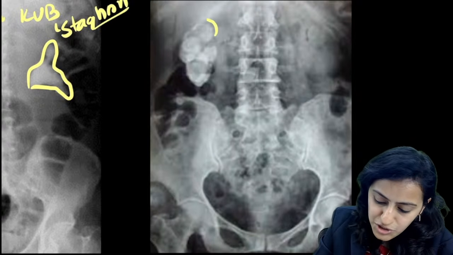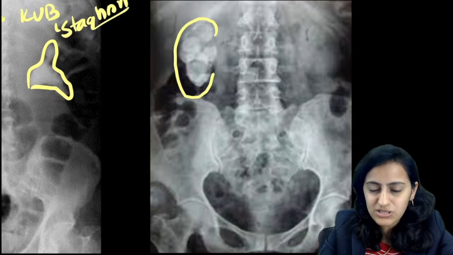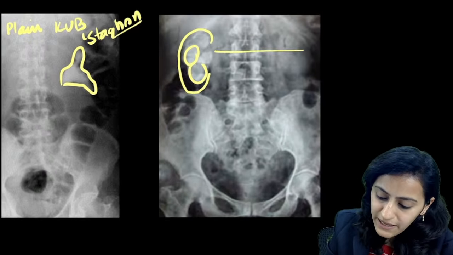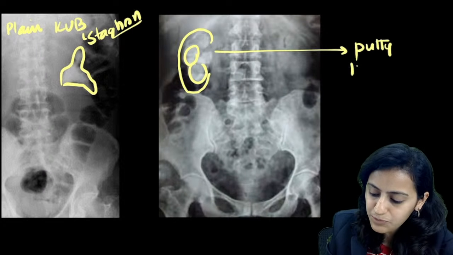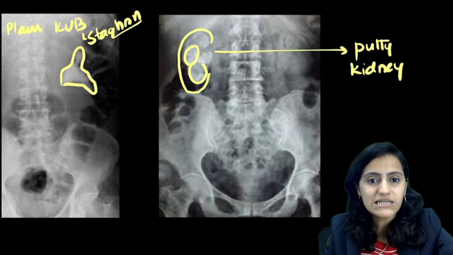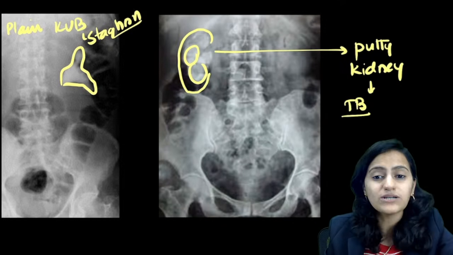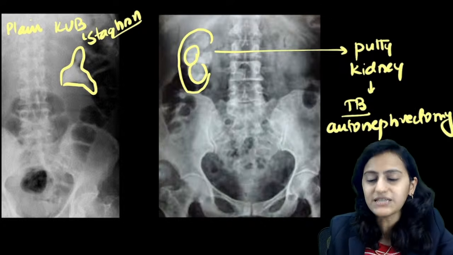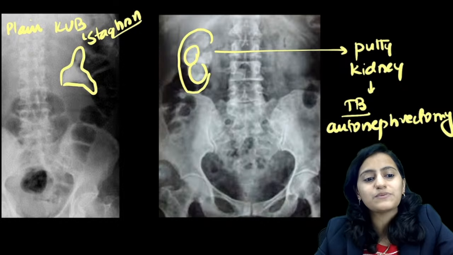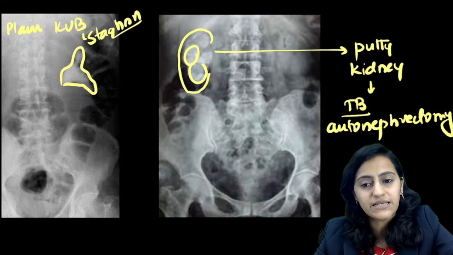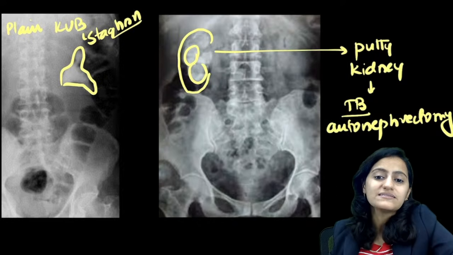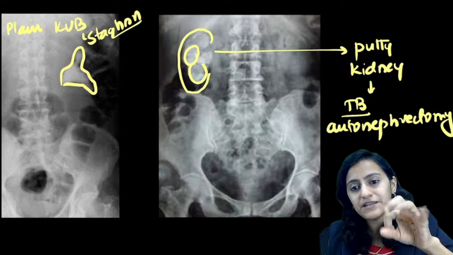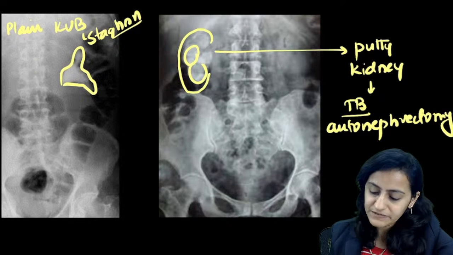The next image is showing the renal parenchymal calcification that we are seeing there on a plain radiograph. So this is what is putty kidney, which is seen in tuberculosis, and we see autonephrectomy, right? The kidney becomes non-functioning. It is like autonephrectomy that we see in TB. That's the putty kidney. So all of these images have been asked in the recent exams. So these are very, very important. Staghorn calculus, putty kidney, then you have the VUR and you have PUJ obstruction, right?